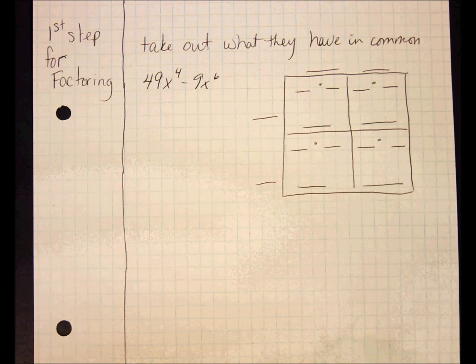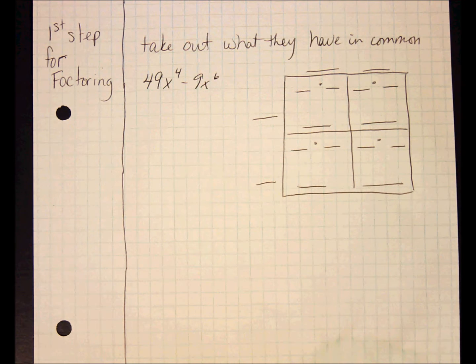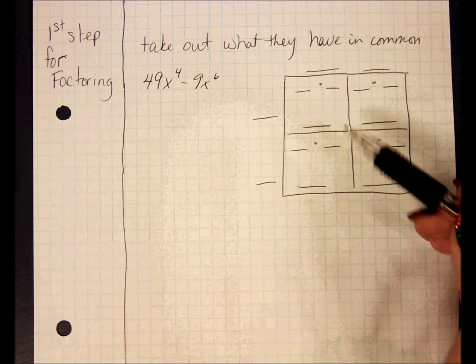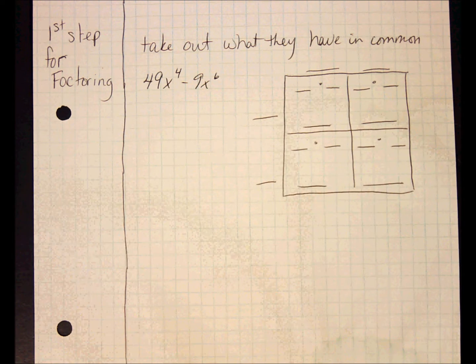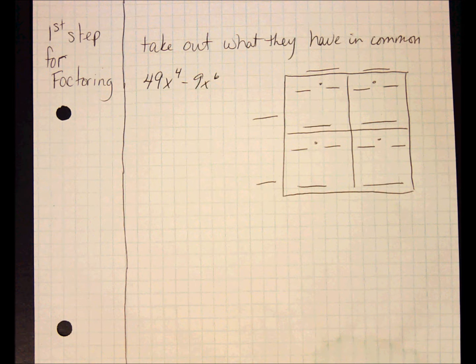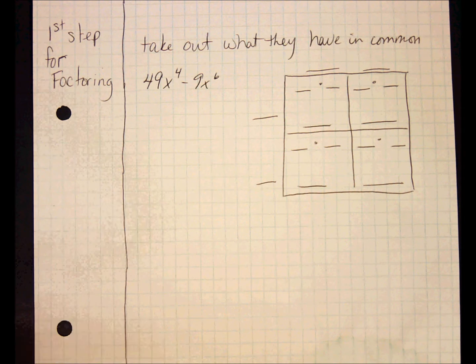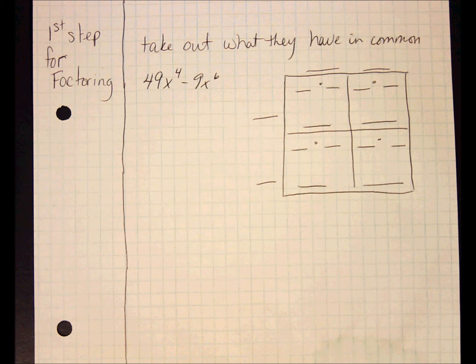All right, so now let's talk about the steps to factoring. And again, I said if you kind of watch the steps, it's not so bad. The first step always is take out what they have in common. So when you first look at it, even though it pops in your head, oh, I got to do a box, you really need to see, is there something I can take out of both? So looking at this problem, can I divide 9 and 49 by the same number? No, not that I can think of.